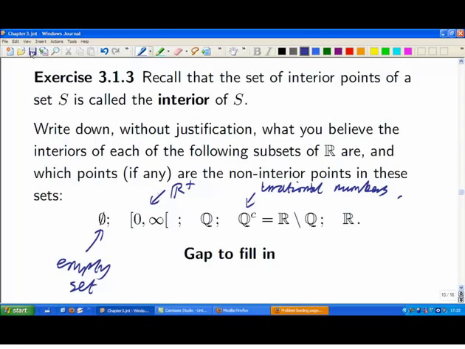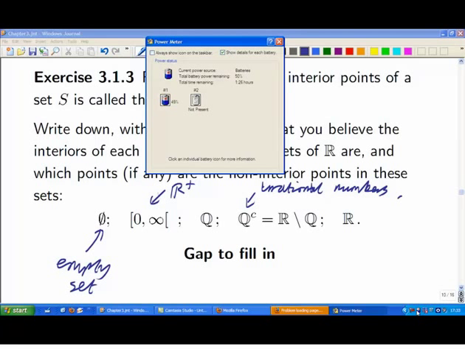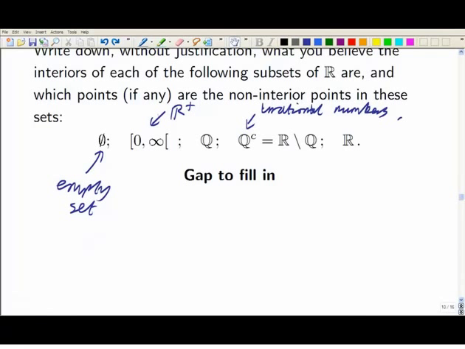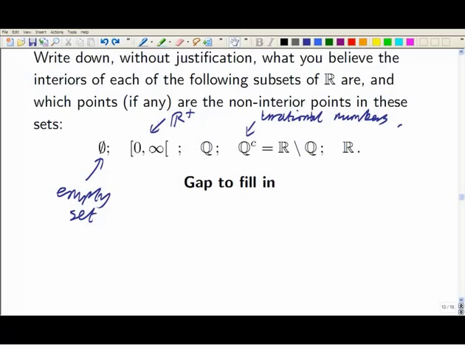And it gets a bit harder now because these sets are not so easy to sketch. Well, okay, R plus is relatively okay. By the time you get to the rationals and the irrationals, it's not at all obvious what's going on. I'll say a little bit about it in a minute when you've thought about it for a bit. But let me give you a few minutes to think about it, and then we'll have some feedback, okay? Okay, you've had a little bit of time to think about this.